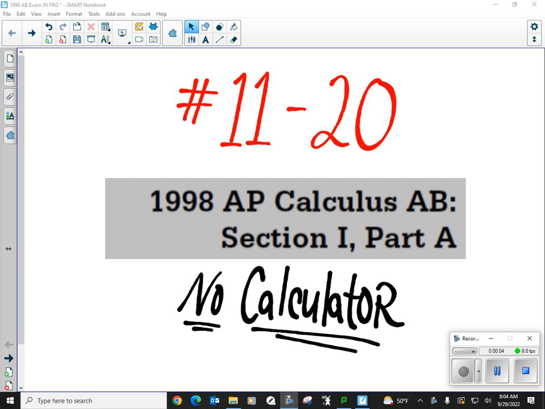Okay, here we are, 1998 AP Calculus AB exam, section 1A. We do not get a calculator, and we are going to tackle problems 11 through 20. I feel good, good day. Let's do some good math.